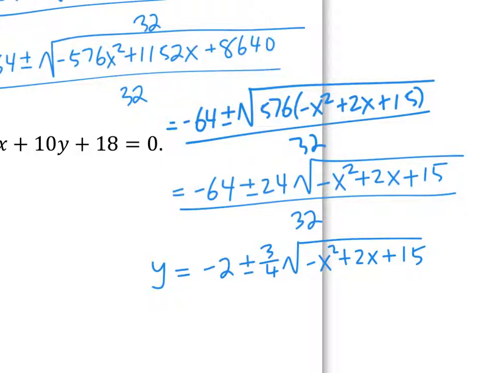Can you simplify that? Can you simplify what's inside? Simplify which part? The radical. So you can graph it now.